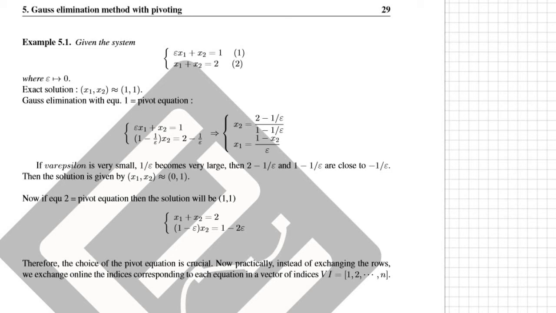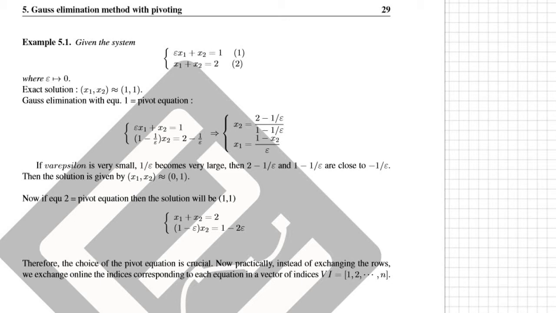Hi guys, we continue the Gauss elimination method. Let's take an example to see what kind of problems we might be facing. If we take this example where the first equation in the system is epsilon x1 plus x2 equals 1, and the second equation is x1 plus x2 equals 2. This is a system where we can know for sure that (1, 1) is an approximation of the solution, because (1, 1) satisfies the second equation and almost satisfies the first equation because epsilon is very small.